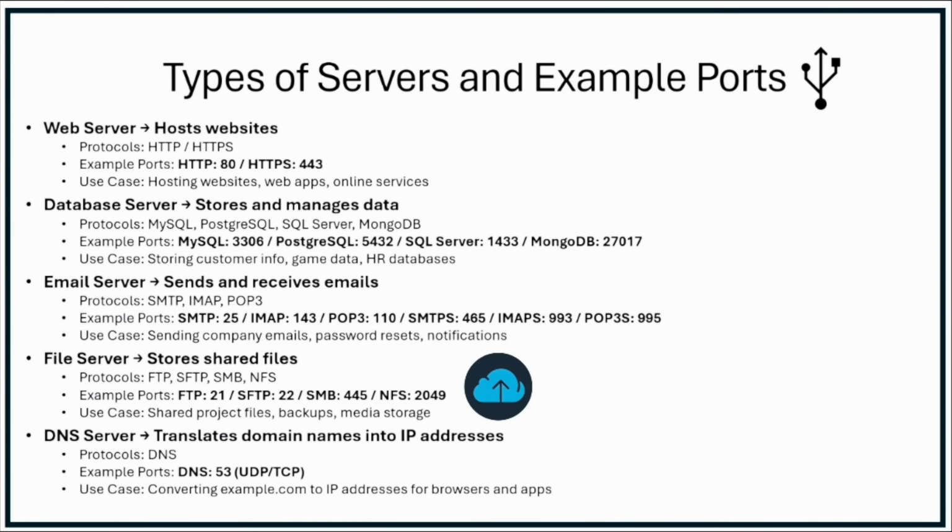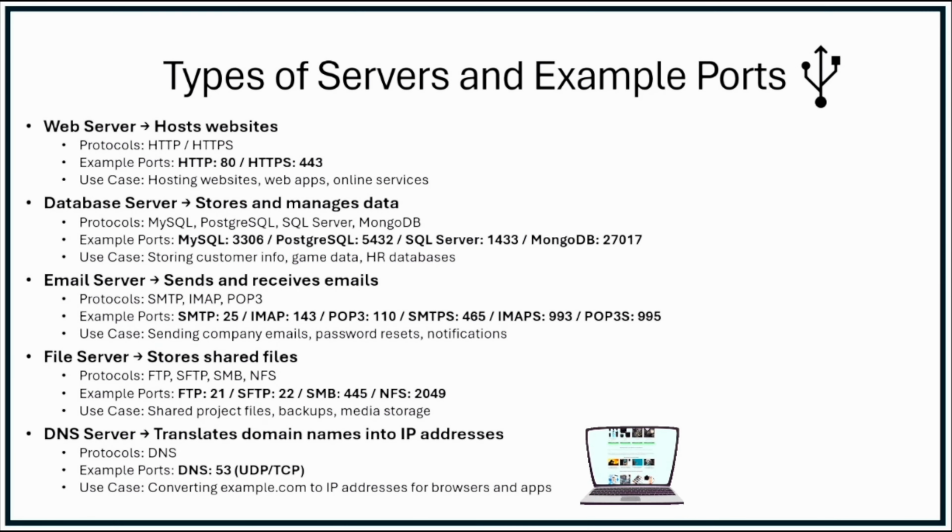Continuing, we now see file servers. These are like the office filing cabinets in digital form. They store and share files for multiple people on a network. DNS servers are like the phone books of the internet. They translate human-readable domain names like google.com into the IP addresses that computers understand. Even though these servers do different things, they all generate logs, records of what happened, who accessed what, and when. These logs are gold for cybersecurity analysts.